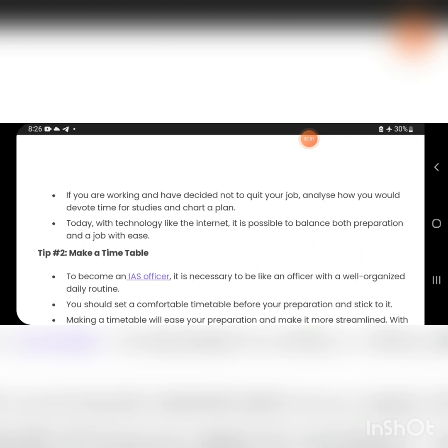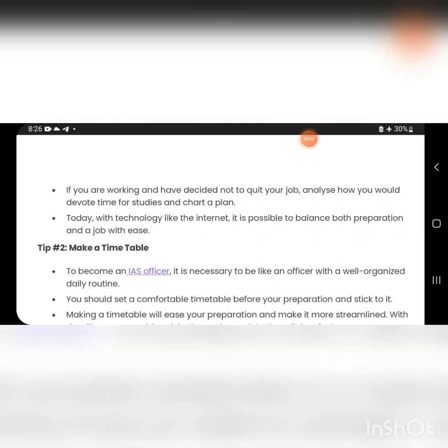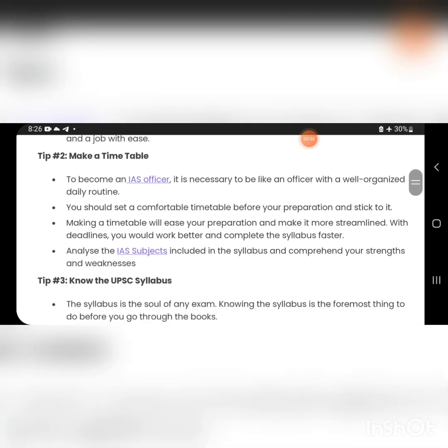Point number two, make a timetable to become an IAS officer. It is necessary to be like an officer with a well organized daily routine. You can rate this point yourself. If we go through the interviews of CSE crackers, they all had a well organized daily routine, a timetable, and a diary maintenance, which had helped them to achieve their goal.